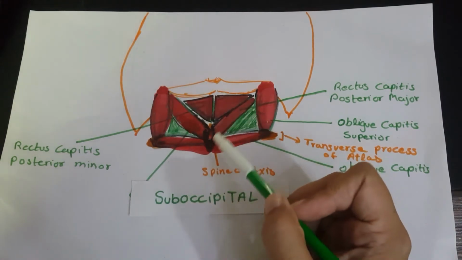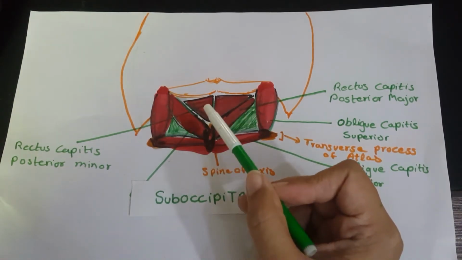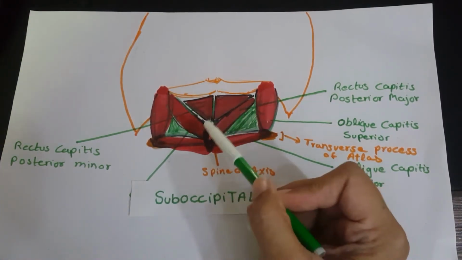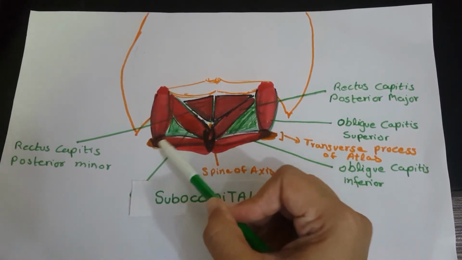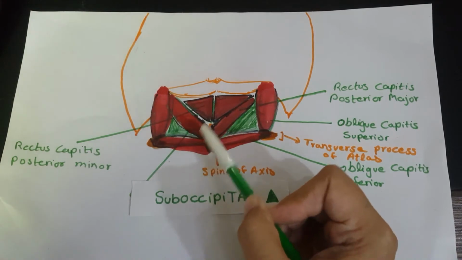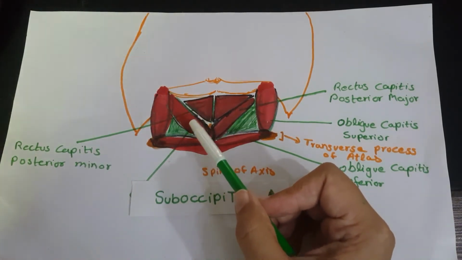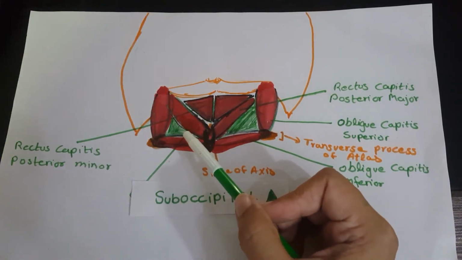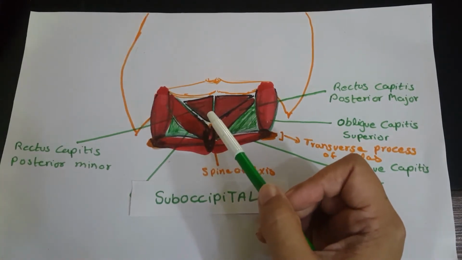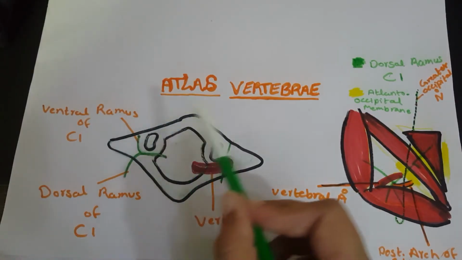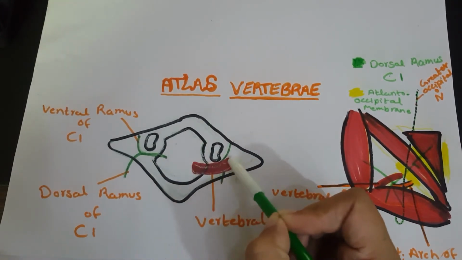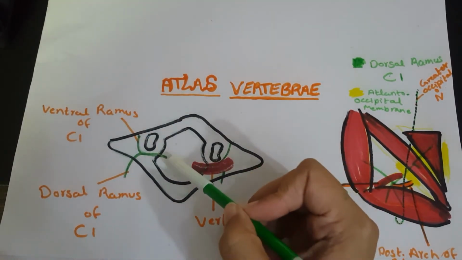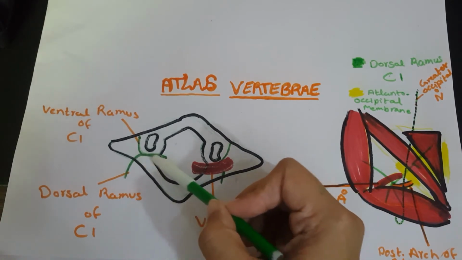All these suboccipital muscles, which consist of rectus capitis posterior minor muscle, rectus capitis posterior major muscle, oblique capitis superior muscle, and oblique capitis inferior muscle, are innervated by the suboccipital nerve or dorsal ramus of C1. I have drawn the atlas vertebra that has an anterior arch and posterior arch. This is the vertebral artery and this is the first cervical nerve, C1.